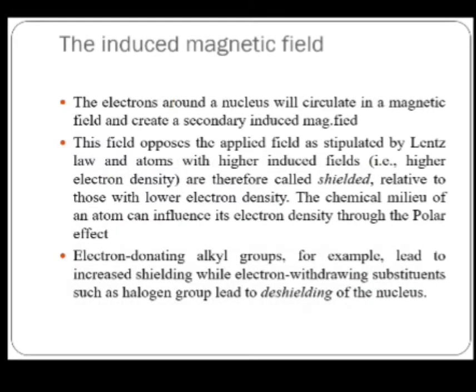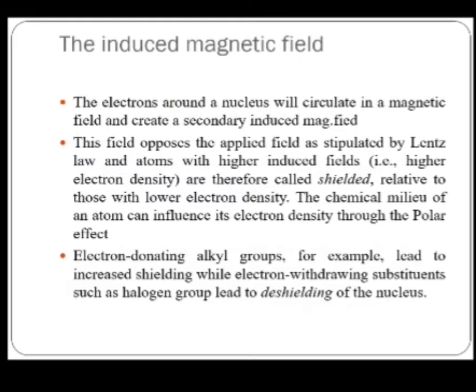The induced magnetic field: the electrons around a nucleus will circulate in the magnetic field and create a secondary induced magnetic field, isn't it? This field opposes the applied field as stipulated by Lenz's law, and atoms with higher induced field are therefore called shielded. Means what? Whatever magnetic field the electrons create that opposes the applied magnetic field is known as shielded.